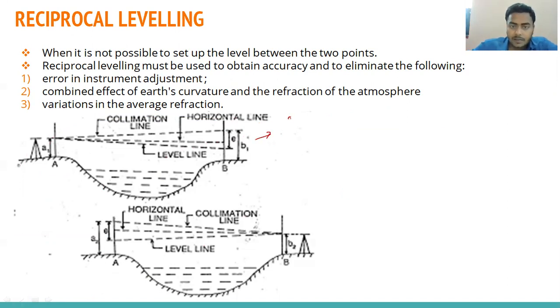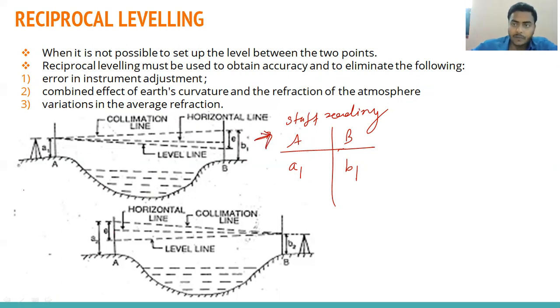So in this figure, stop reading at A. I'm giving a name: at A, the reading is A1, and at B, the reading is B1. When we kept the leveling instrument at A, the error we are getting in this case is E.